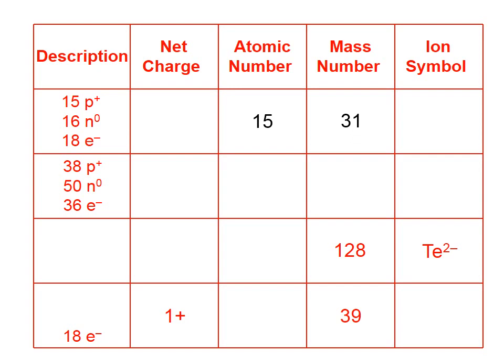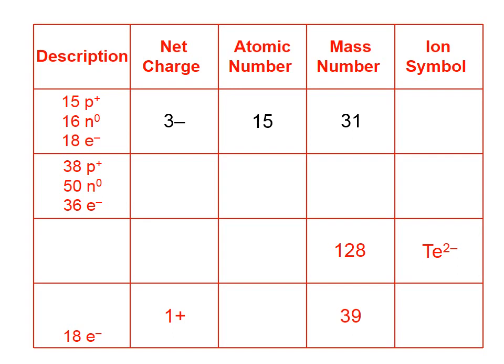To find the net charge, we consider the number of protons versus electrons. We can see here that we have 15 protons and 18 electrons, which means there is a net charge of 3 minus. In other words, there are 3 electrons that aren't accounted for by protons, so the net charge is 3 minus.